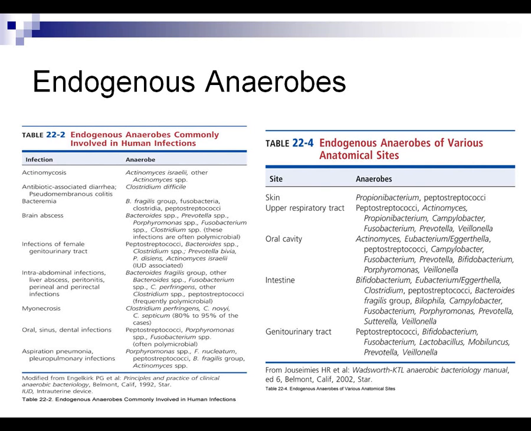They can cause all kinds of different diseases: brain abscesses, genitourinary tract infections, myonecrosis, sinus and dental infections, aspiration pneumonia. So any kind of infection really can be caused by an anaerobe, and they're found everywhere, all over the body.